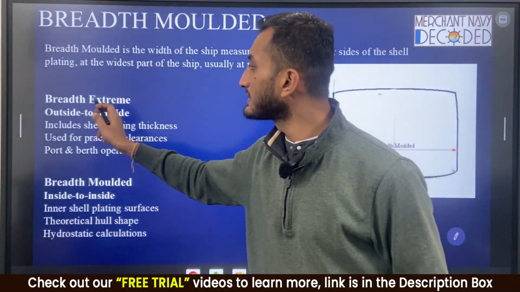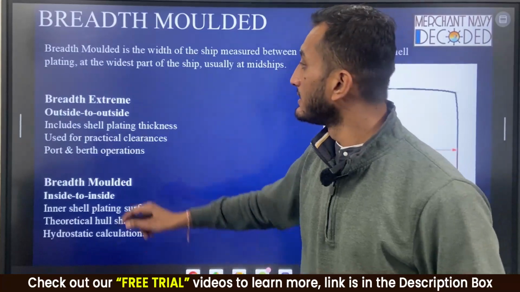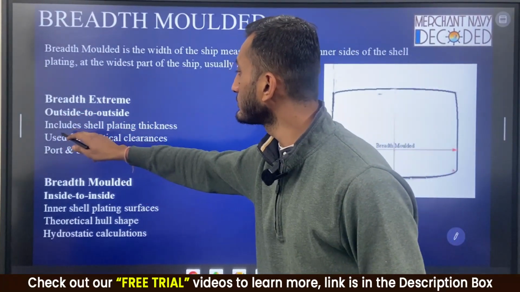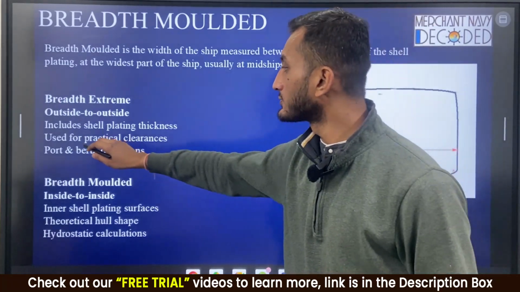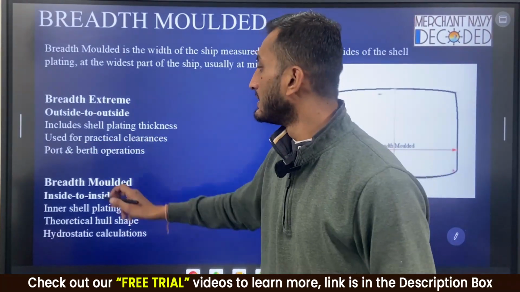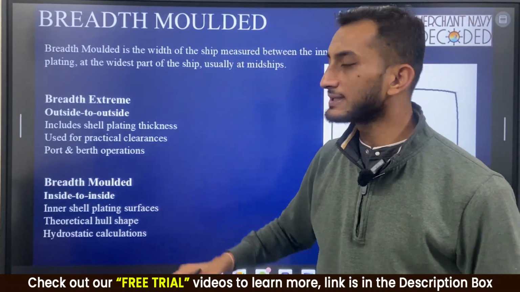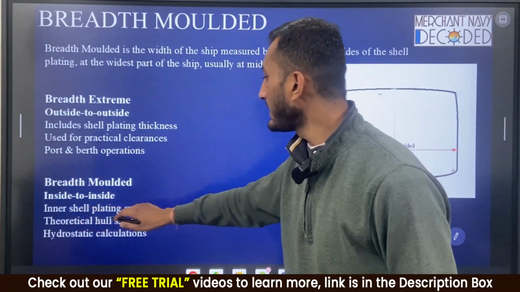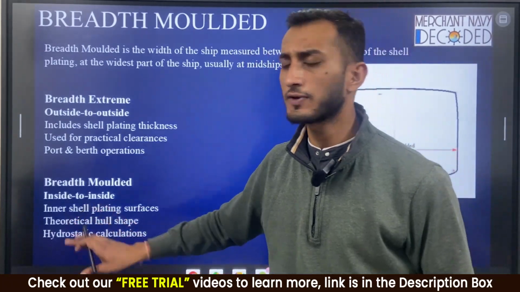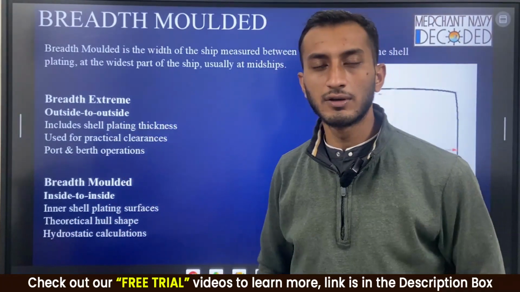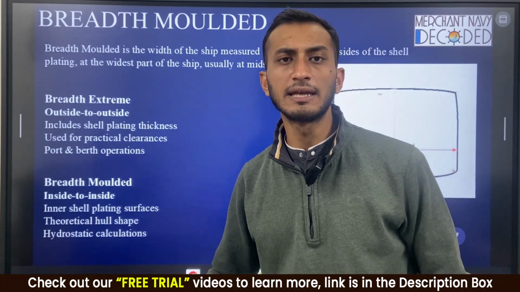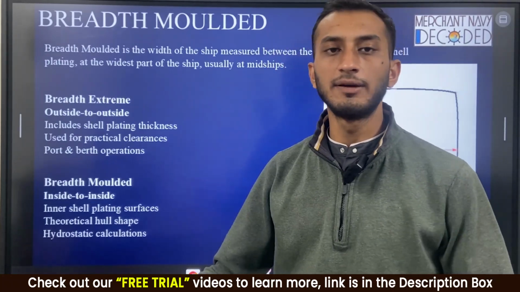Now what is the difference between breadth extreme and breadth molded? Breadth extreme is the outside to outside, as I said, and includes shell plating thickness, used for practical clearances, port and berth operation. Next is the breadth molded, which is inside to inside, inner shell plating surfaces, theoretical hull shape, hydrostatic calculation. This is basically used for calculation. Okay, this is for, as I said, width. How much wide is the ship? Can it go inside a particular canal or can it go inside a particular port?